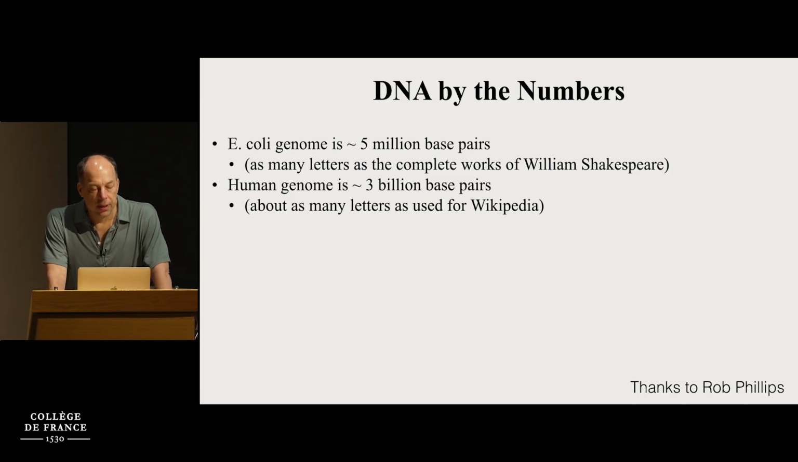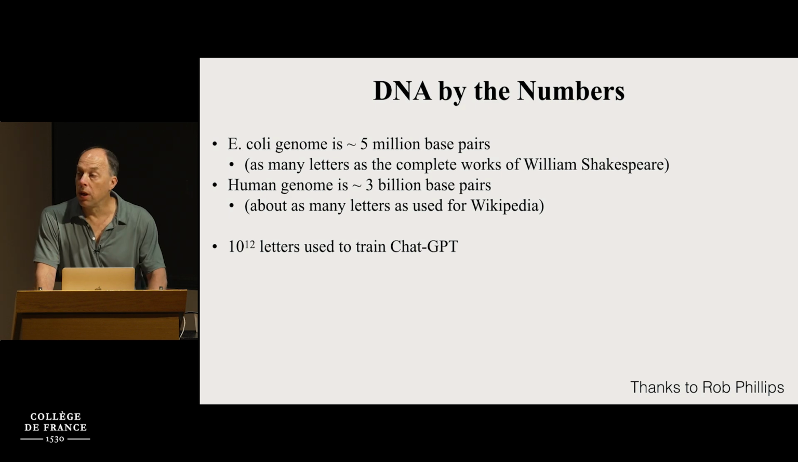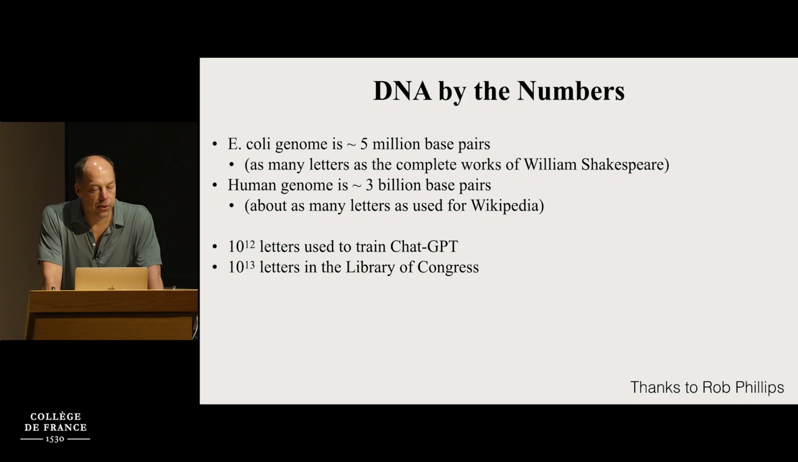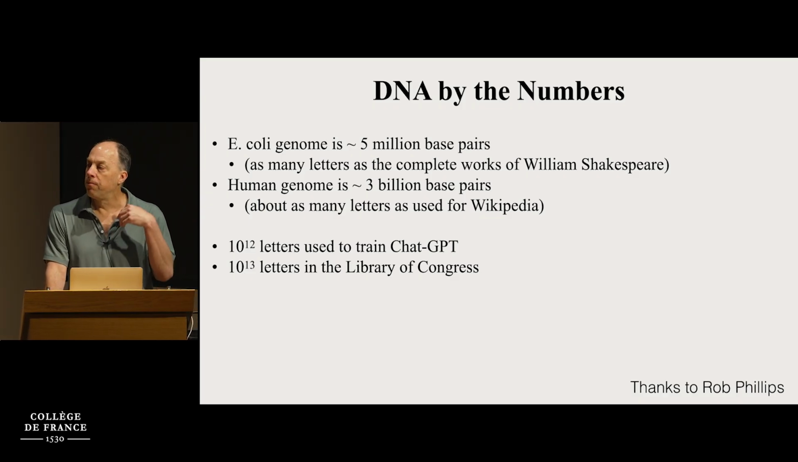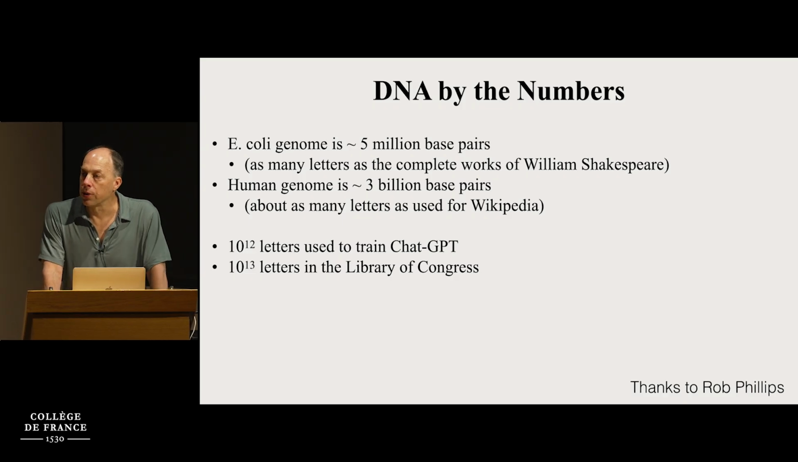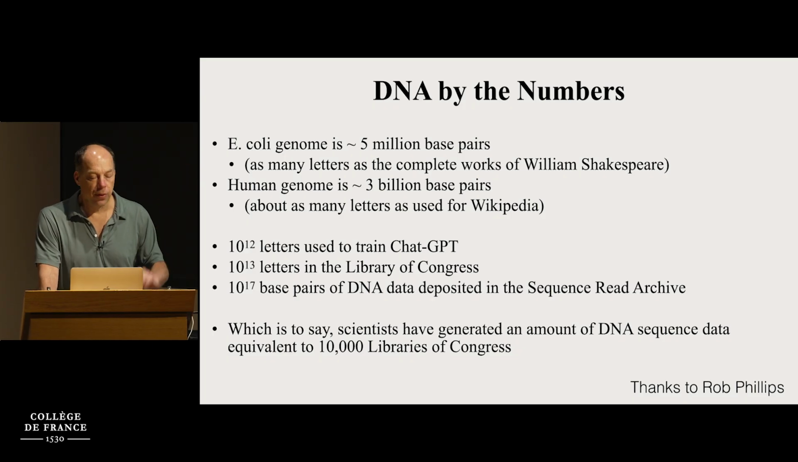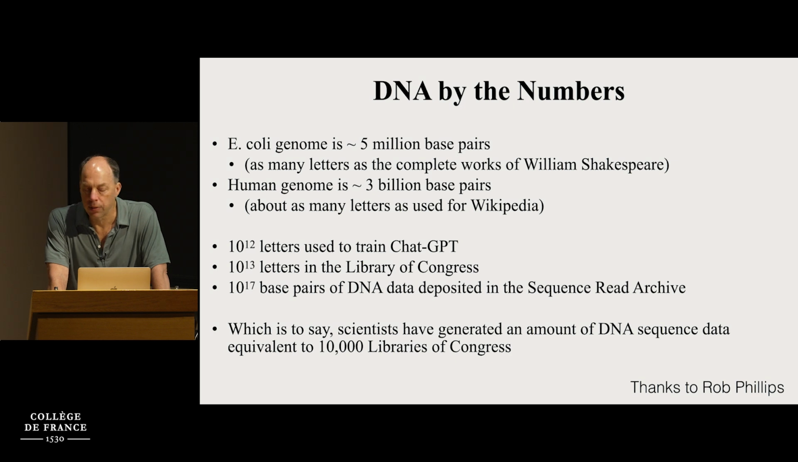And if you then start thinking bigger, how many letters are used in all the training data for ChatGPT? That's about 10 to the 12th. How about all the works in the Library of Congress in the United States? That's about 10 to the 13th letters. Now if you ask, how much of the Earth's DNA has been read out using sequencers by human beings? That's about 10 to the 17th letters. So we've sequenced an enormous amount of DNA on this world. If you just do the division, scientists have generated an amount of DNA sequence equivalent to about 10,000 Libraries of Congress.